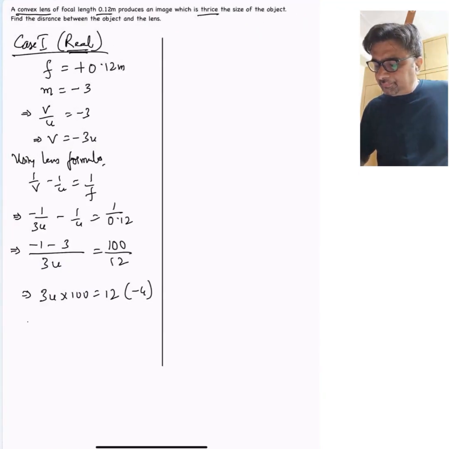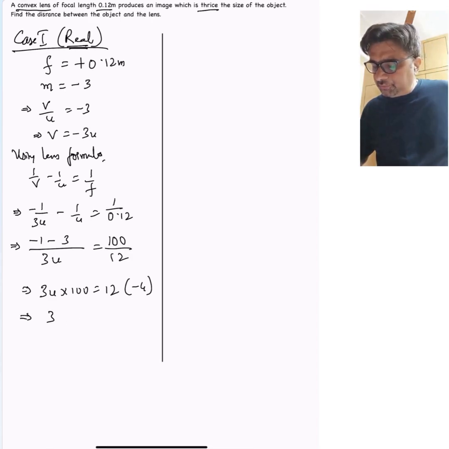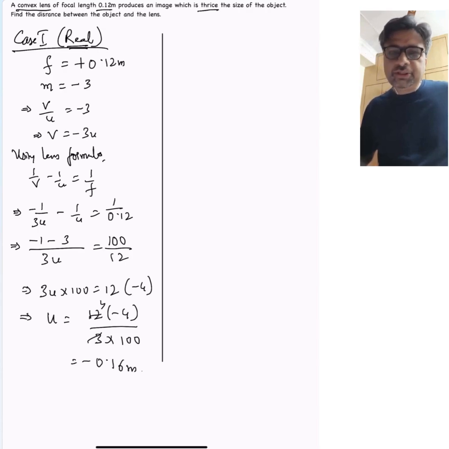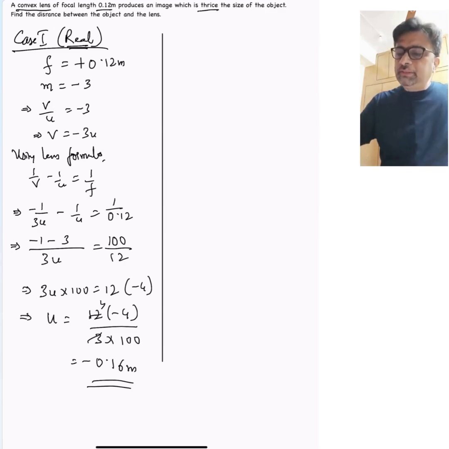and 3U is equal to, so you can find U. So in this case it comes to 12 into minus 4 by 3 into 100. So you will get this as minus 0.16 meters. So what is the conclusion? When the object is placed at a distance of 0.16 meters from the lens, you get a real image which is magnified 3 times.